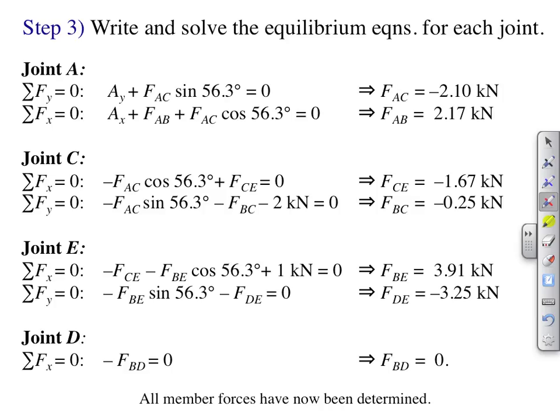Note that the numerical results tell us that members AB and BE are in tension. They have positive values. Members AC, CE, and BC are in compression. They have negative values. And one member, BD, carries no load.